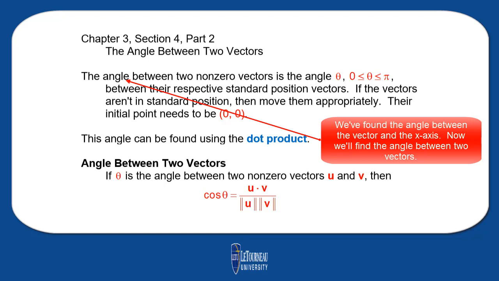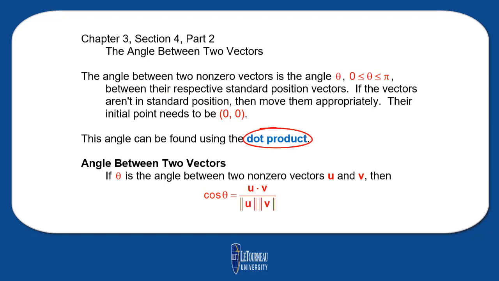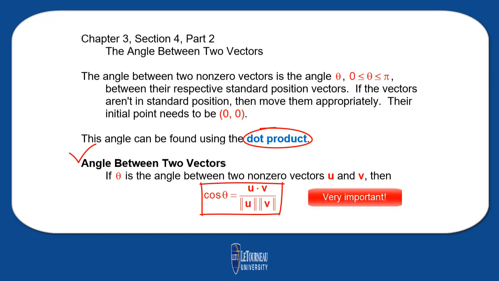We've found the angle between the vector and the x-axis. Now we'll find the angle between two vectors. The angle can be found using the dot product. Notice the definition: if theta is the angle, then the cosine of theta is the dot product of u and v divided by the product of the magnitudes.